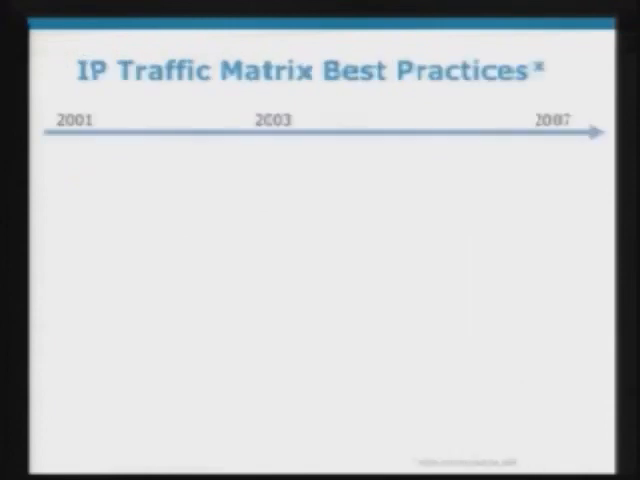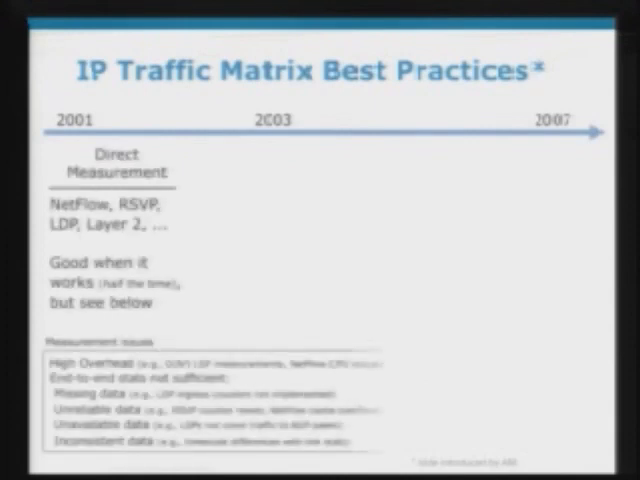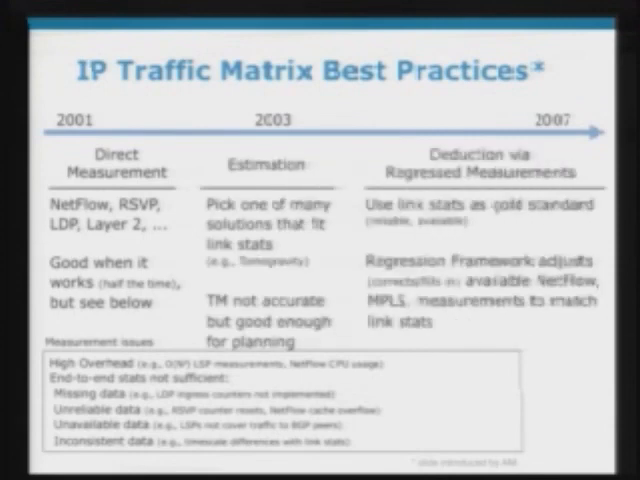So my recommendation, which is slightly different from Clarence's, is to start with the direct measurements. If all the processes are there, great, you're done. But move towards a system where you can use link stats as a gold standard, and I'll talk through an estimation regression procedure from there, and add in additional information, be it NetFlow, MPLS, LDP, whatever additional measurements you have over time, and only as needed. Okay?